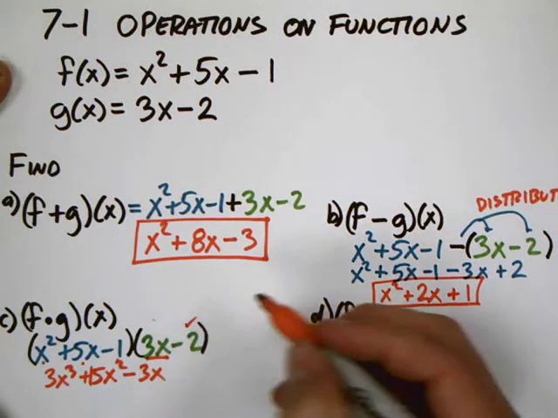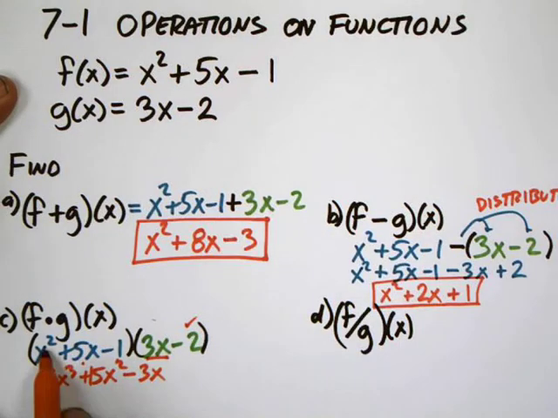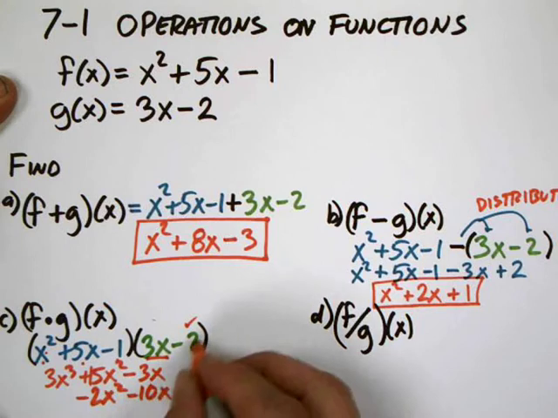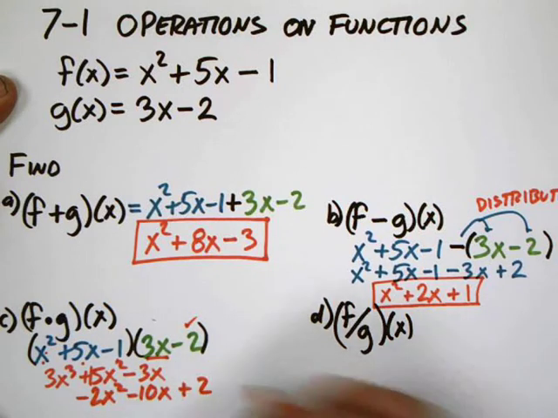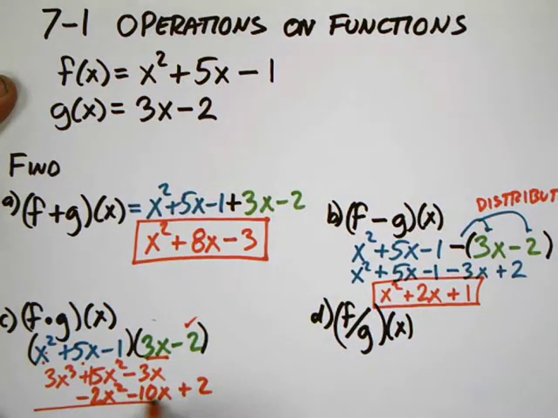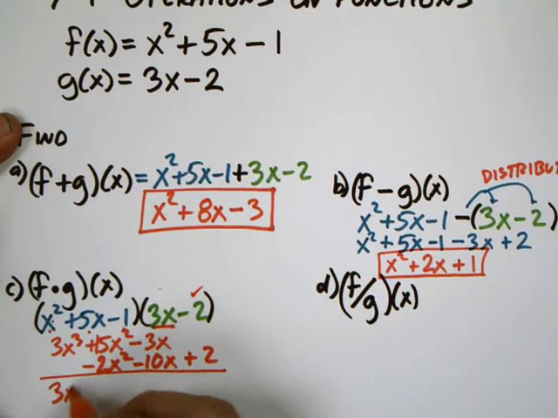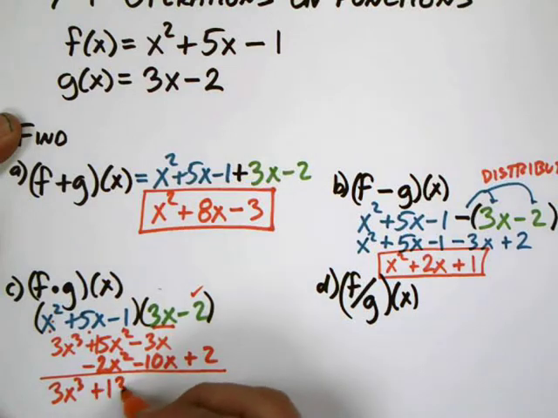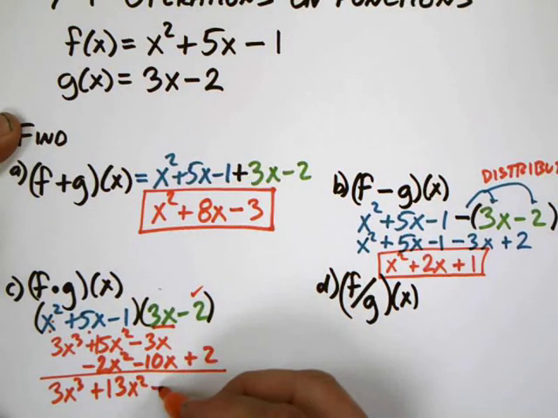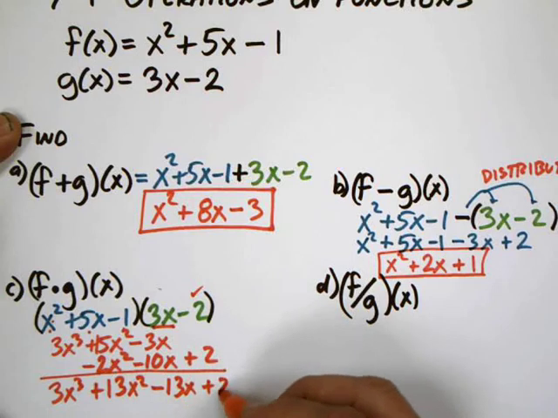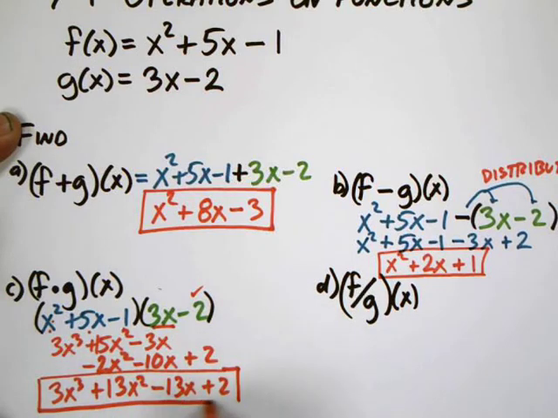Then I slide over to my minus 2. So minus 2 times x squared, I'm going to line up with my x squared since I'm going to have minus 2 x squareds. Negative 2 times 5x, minus 10x, and negative 2 times negative 1, plus 2. So I would end up with a grand total of 3x to the third plus 13x squared minus 13x plus 2. So that would be f times g of x.